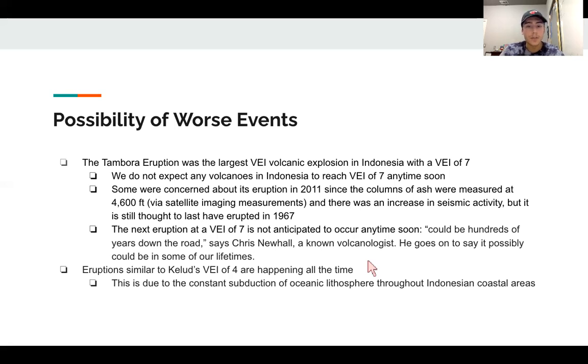Going on with the Tambora eruption, some were concerned about its eruption again in 2011, since there were columns of ash measured at 4,600 feet using satellite imaging measurements. There was also an increase in seismic activity, which is concerning, but it was last seen to have erupted in 1967. So it didn't erupt in 2011, but even if it did, scientists believe that another eruption of that magnitude is not likely to happen with the same volcano, because usually it takes years to happen again.